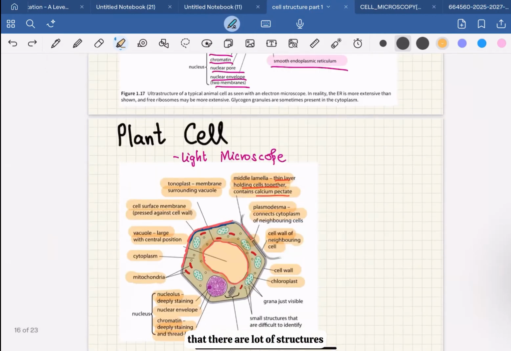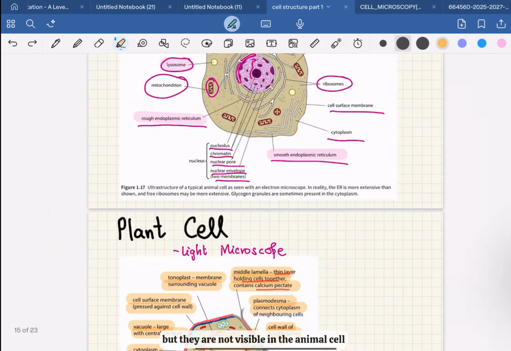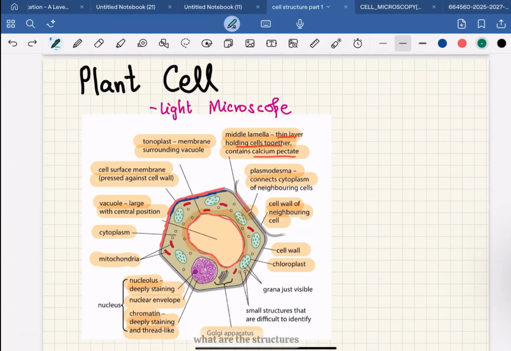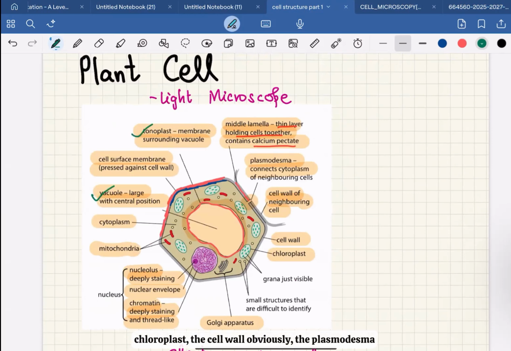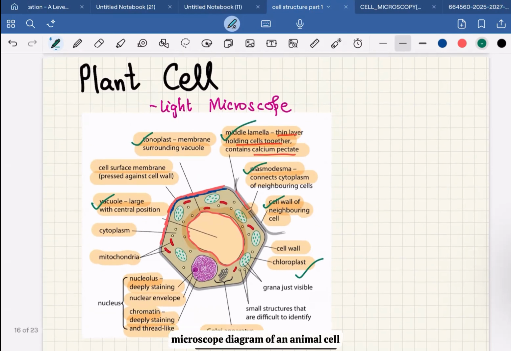Now you can see that there are a lot of structures which are visible in the plant cell but are not visible in the animal cell, right? What are the structures which you can see in the light microscope photomicrograph but cannot see in the animal cell? These are the tonoplast, the vacuole, the large central vacuole, the chloroplast, the cell wall, obviously the plasmodesma, and the middle lamella. All of these structures you are not able to see in the light microscope diagram of an animal cell, but you are able to see them in the light microscope of the plant cell.